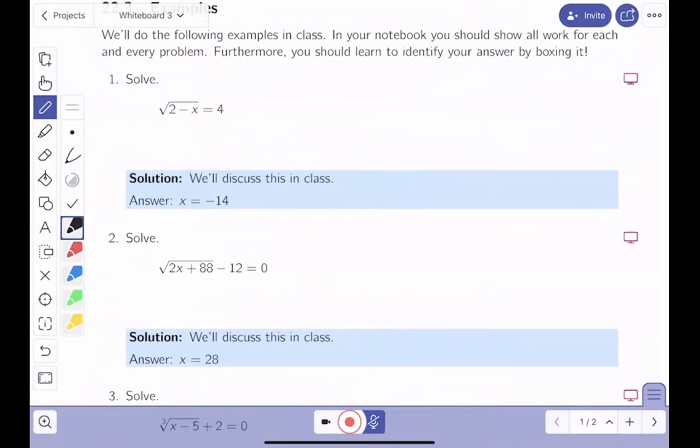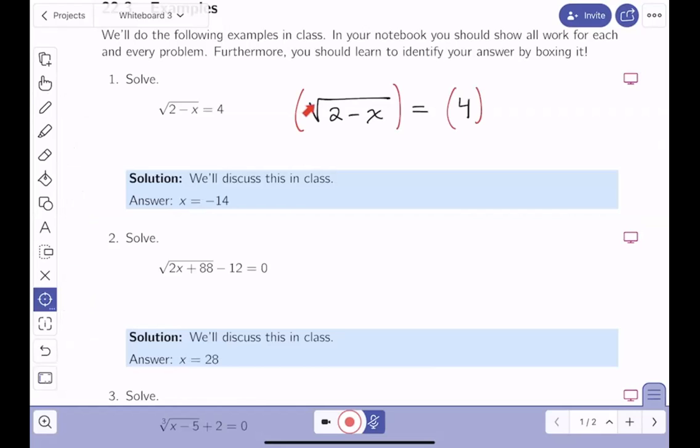Let me write that down for you. The left side is one radical with its radicand, and the right side is 4. I'm going to raise both sides to the index of the radical. So what's the index? The index is the number that sits in here. There's no number in here, so this is implied to be 2. It's a square root function.